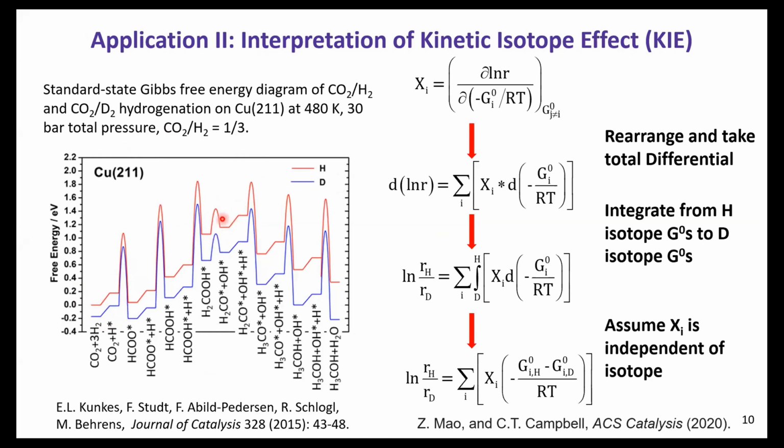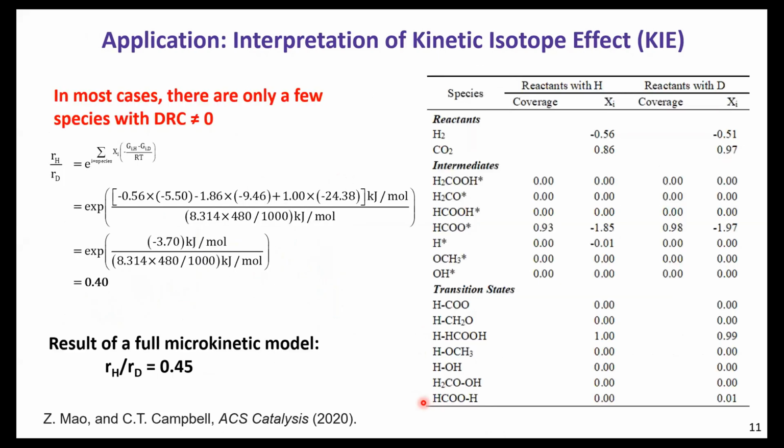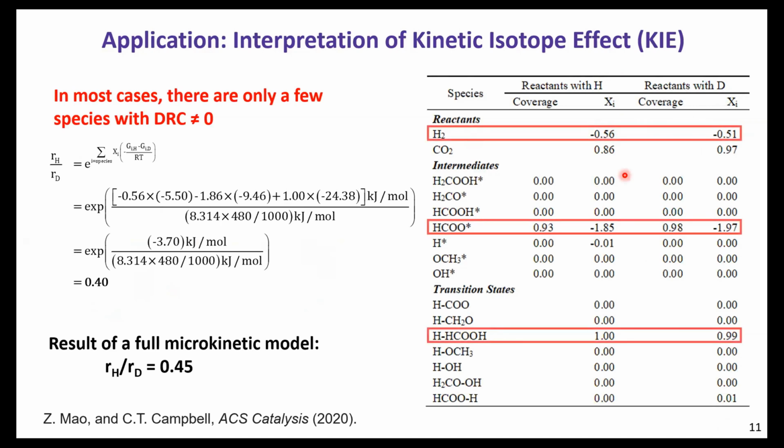The logic is the same as the catalyst screening method. The only difference is now it's the relative rate from hydrogen isotope to deuterium isotope. I summarized the DRCs and coverage of species in the reaction. First, looking at these two columns, from hydrogen to deuterium, DRCs do not change much, so the assumption is solid here. Also, only a few species contribute to the KIE. Plugging the numbers of these three species into the equation gives R_H over R_D equals 0.4, an inverse KIE. The full microkinetic model gives 0.45, very close to the number from DRC analysis.